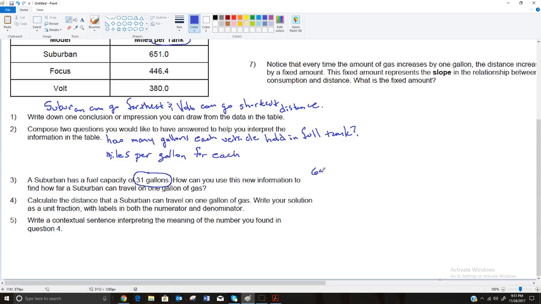We know it gets 651.0 miles on 31 gallons. Well, our question then is, how many miles per 1 gallon? And we've done problems like this before. If you're just trying to get down to 1, we just need to take the top number and divide it by the bottom number. So if we take 651.0 technically, and divide that by 31, we get 21 miles for 1 gallon of gas for the Suburban.